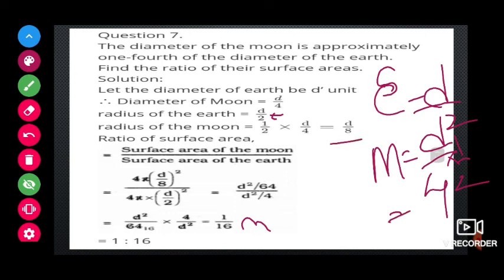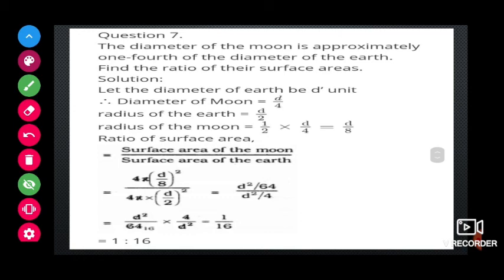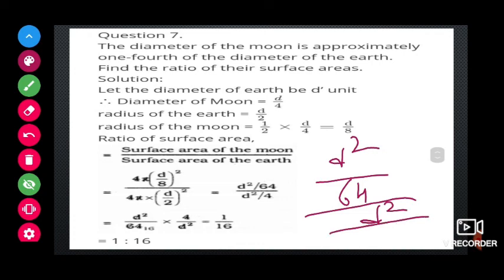Now if I want to find the surface area ratio, then 4 pi r square, 4 pi r square. So 4 pi will get cancelled. r1 square, moon is d by 8 whole square, by earth is d by 2 whole square. Now we will get d square, 8 square means 64, by d square, 2 square means 4. So d square will get cancelled. We will get the remaining as 4. If we go up, you will get the reciprocal.